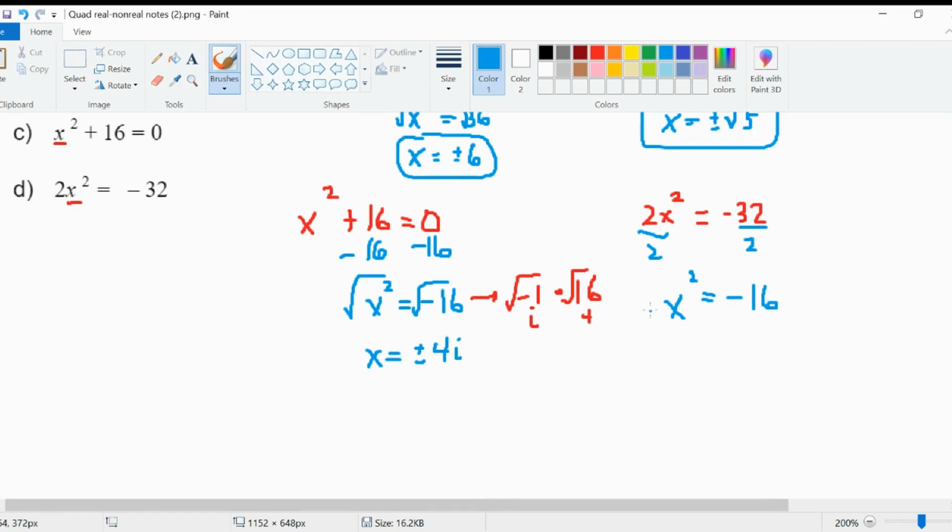Okay, and we take the square root, and we're going to get x is equal to, very same problem, the square root of -1 is i, and the square root of 16 is 4. So we're going to have plus or minus 4i. So anytime we just have an x squared term, we can solve using square roots. Next, we'll take a look at solving using the quadratic formula.